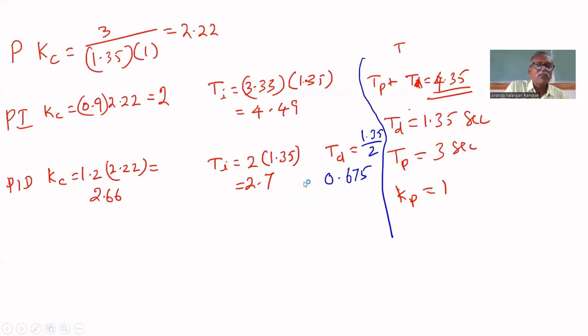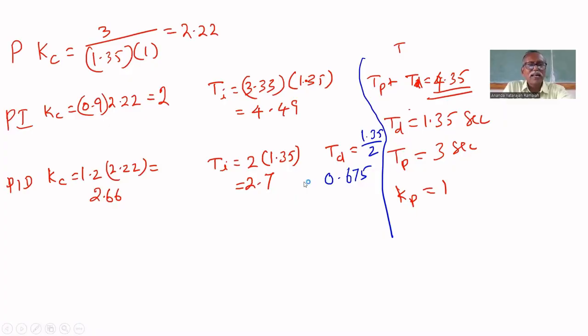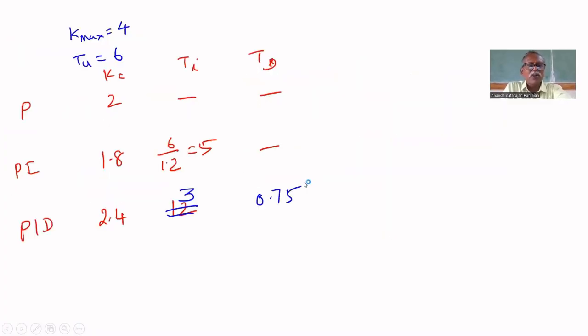But with the reaction curve method, how much did you get? 2.2 you got. Here you got 2. Here you got 2.2. Here, what is that? 2.22 multiplied by 0.9 is 2. But here, what did you get? 1.8 only. Only the nearest value you are getting in the reaction curve method.